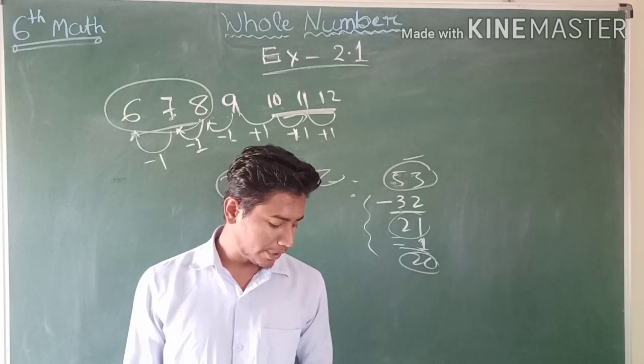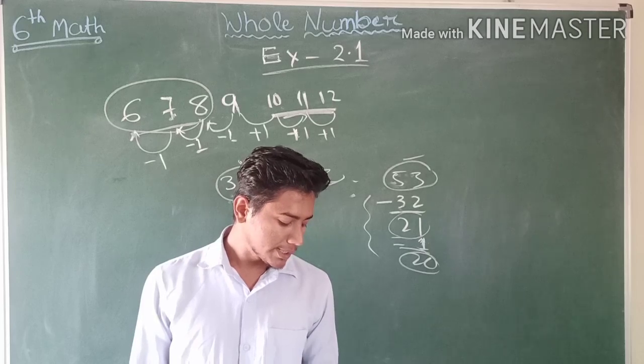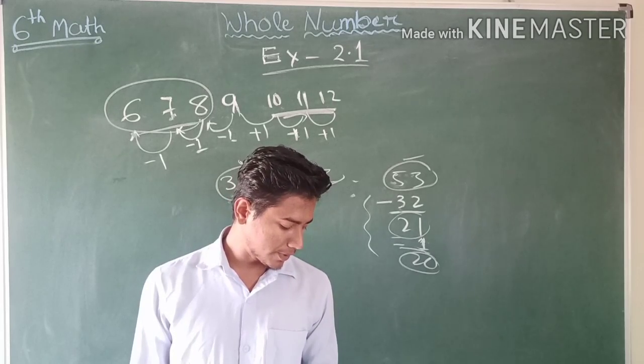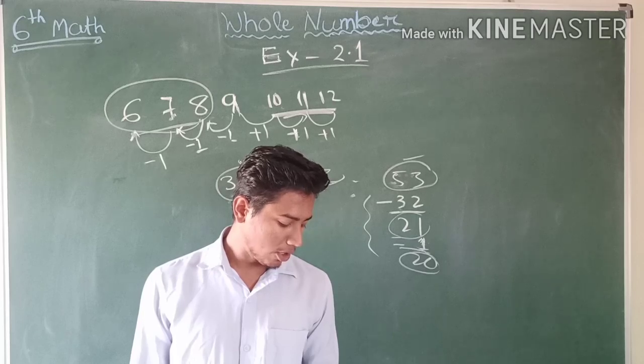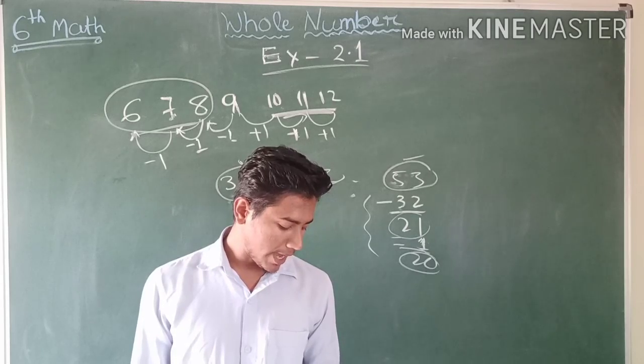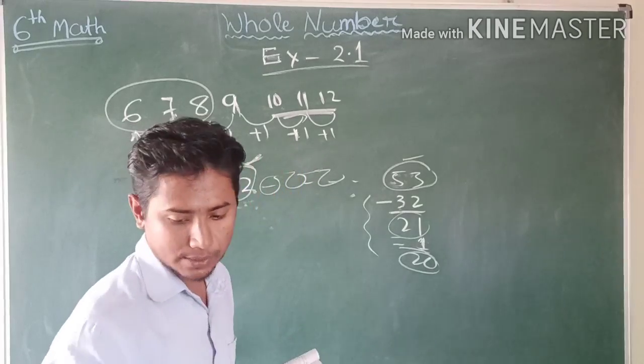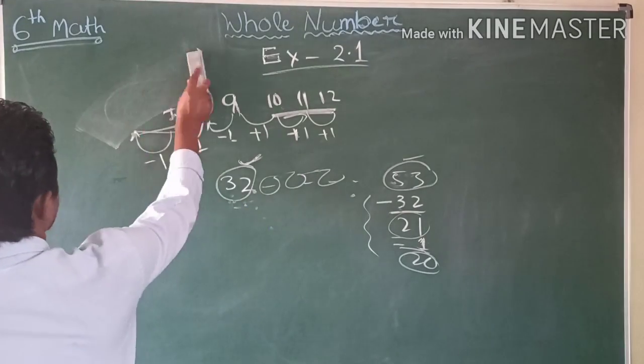In each of the following pairs of numbers, state which whole number is on the left of the other on the number line. Also write them with the appropriate sign. Question number 7, we can solve one, then you can understand.